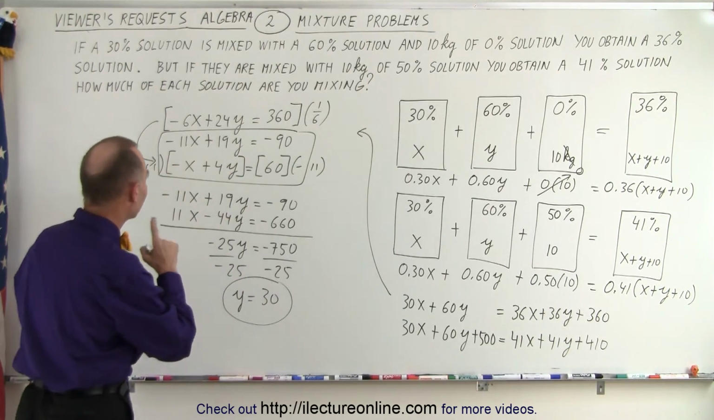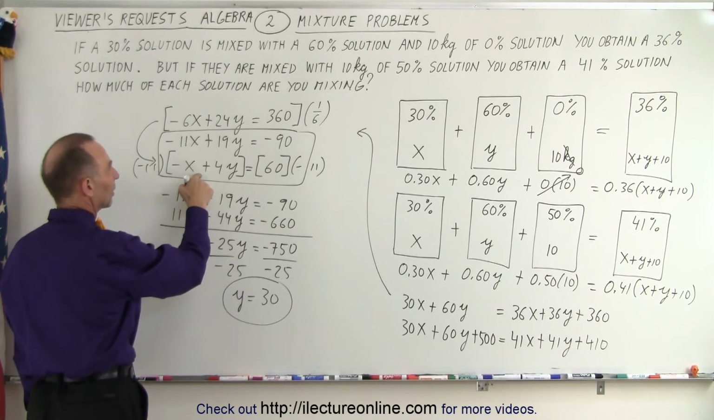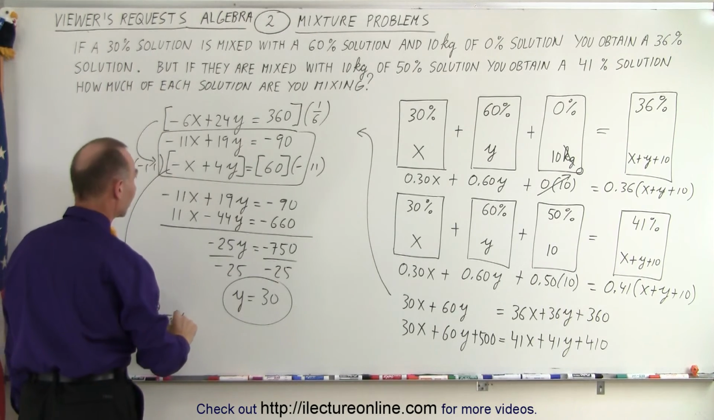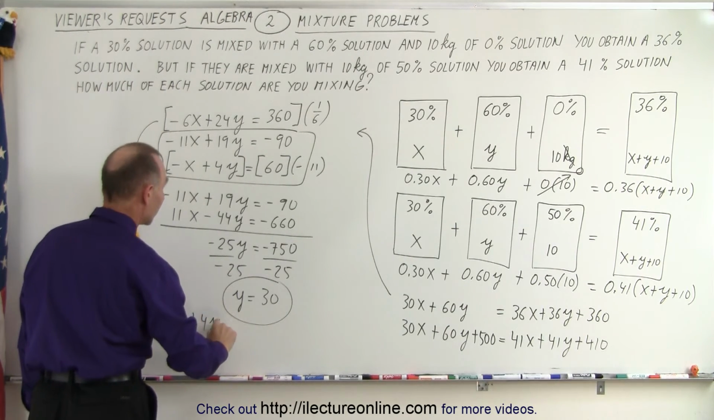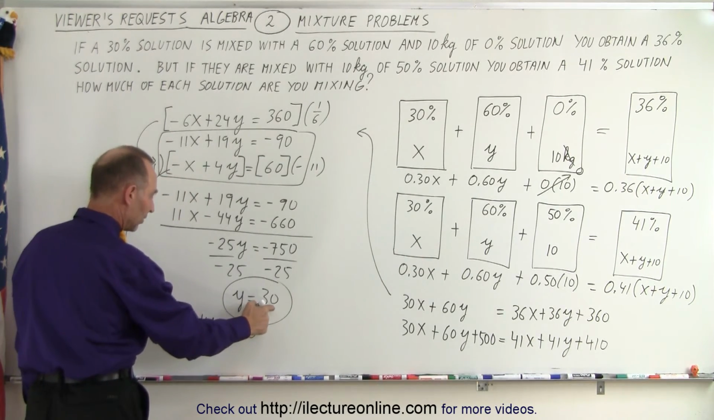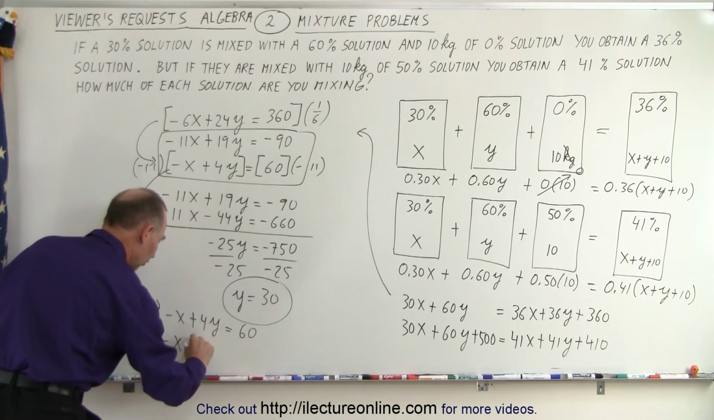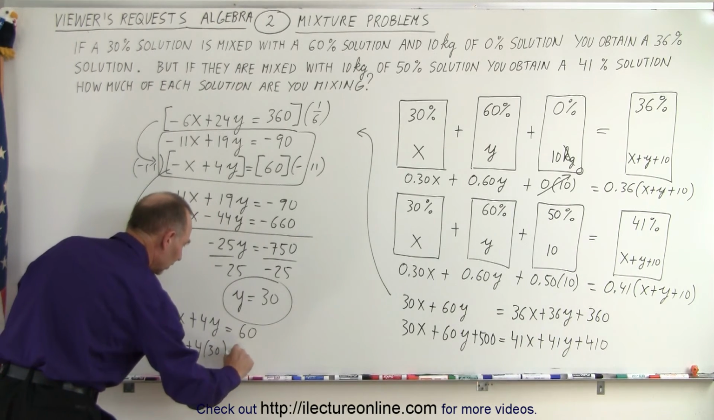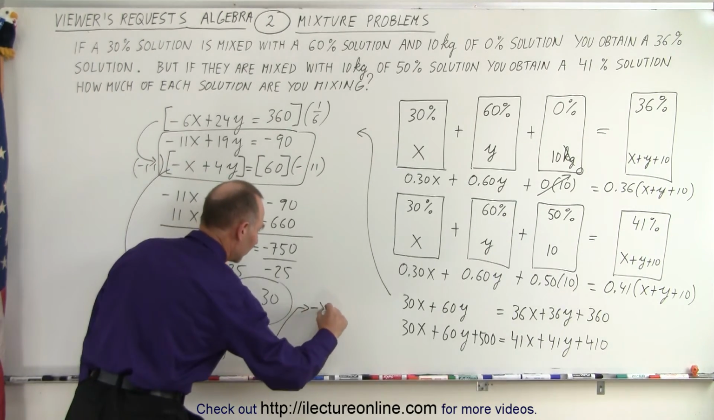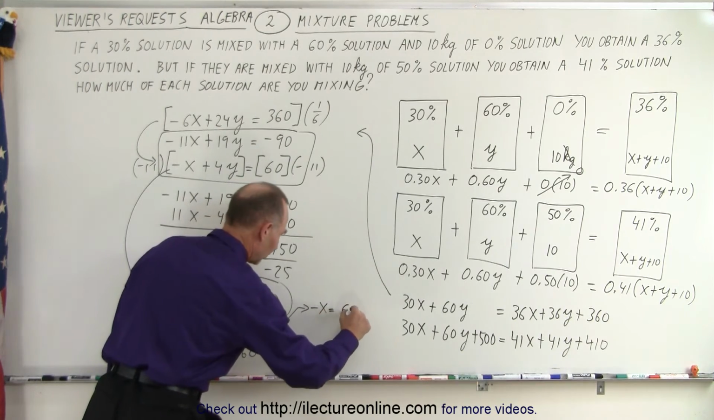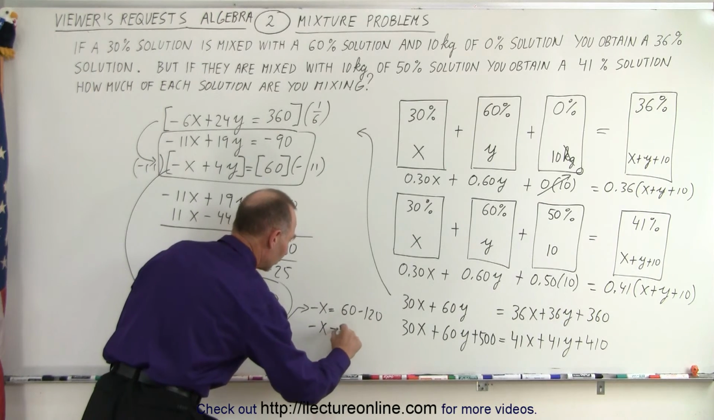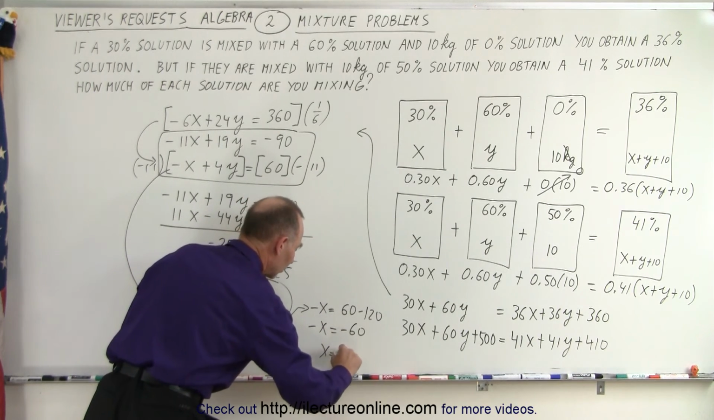Then, let's see here, if I take this equation, I can probably very easily solve this equation for x. So here I end up with minus x plus 4y is equal to a positive 60. But I know what y is equal to. Y is equal to 30. So minus x plus 4 times 30 is equal to 60. And moving over here, continuing, I get minus x is equal to 60 minus 120, or minus x equals minus 60, or x equals 60.